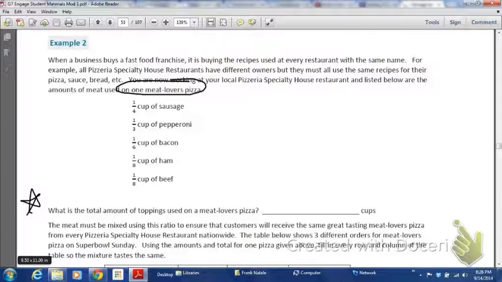First question, not anything related to ratios necessarily, but what is the total amount of toppings used on a Meat Lover's pizza? I want you to go ahead, and you know what to do here. You need to add all of these up, and they're all unlike fractions, as you can see. Go ahead and take a few minutes and do that. Come on back and see if you got the same answer I did.